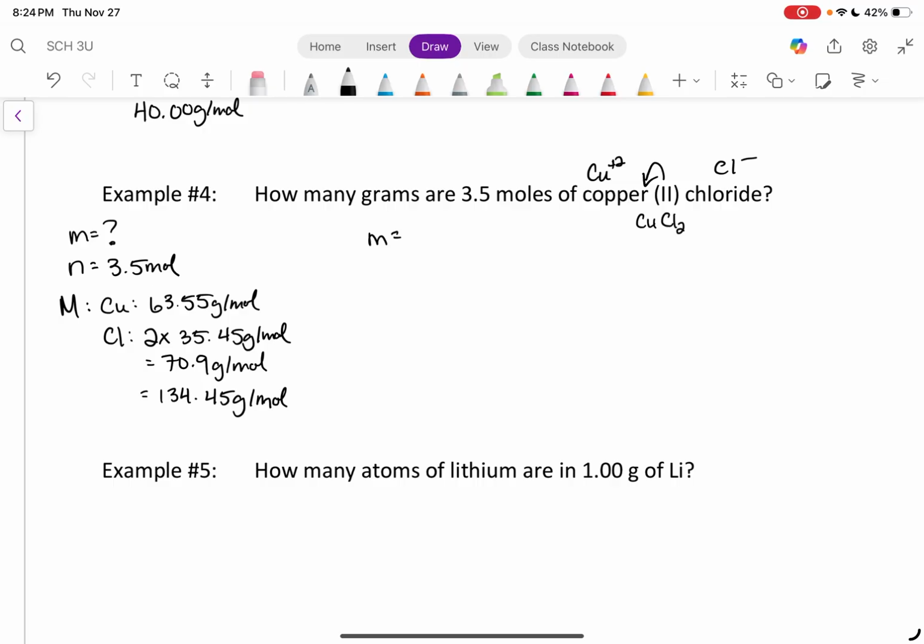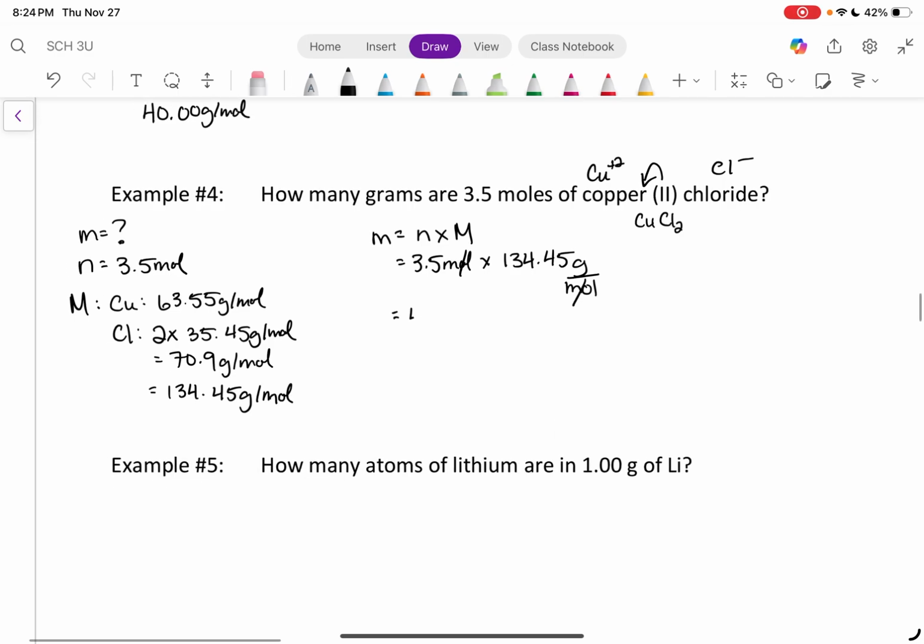Now I can solve for my mass. So mass equals N times M, 3.5 moles times 134.45 grams per mole. My moles cancel out, and I am left with 470.6 grams of copper 2 chloride. But this is not the right number of sig figs.